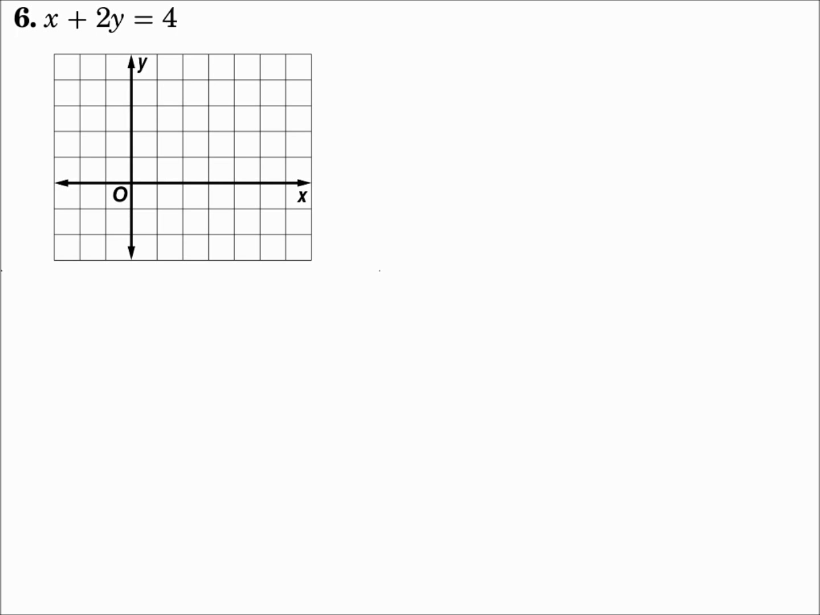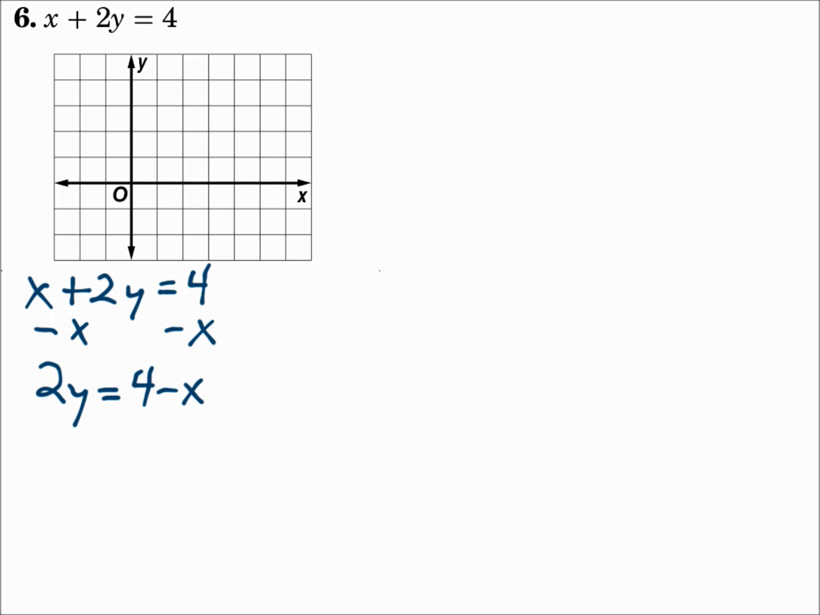Number 6, x plus 2y equals 4. We'll first solve for y. Get rid of what's added or subtracted first, and that's the x. That's a positive x, so subtract it from each side. X minus x is 0, so it cancels on the left, leaving 2y. And you simply have 4 minus x on the right. Now you have 2 times y, so do the opposite and divide both sides by 2. So y equals 4 minus x all over 2.